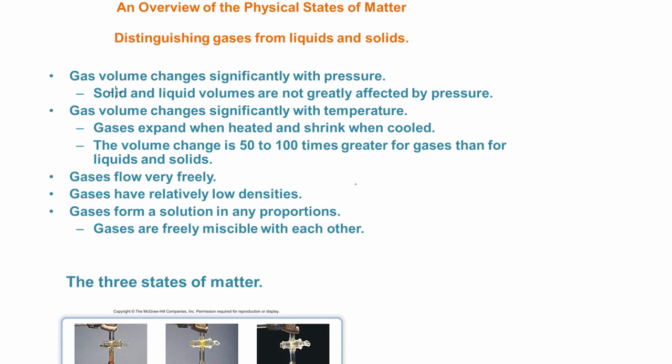So let's go ahead and start with gases. Gases are actually the most understood form of matter. And even though their chemical properties can be very different, their physical properties are similar. So let's just talk a little bit about gases. This is sort of a review here.